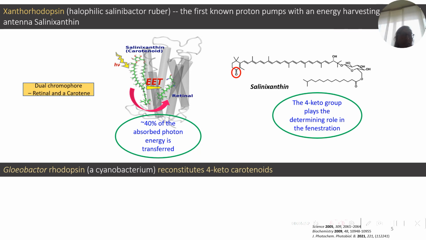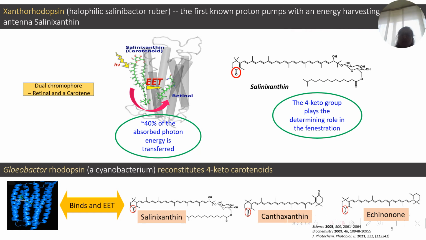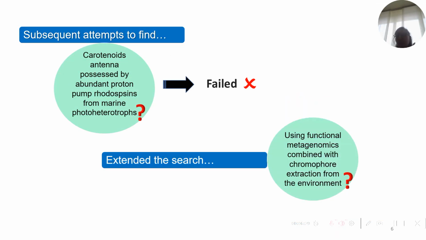Following the discovery of xanthorhodopsin, another rhodopsin was found, Gloeobacter rhodopsin, which has high sequence similarity with xanthorhodopsin. This was also found to bind salinixanthin, zeaxanthin, and echinenone, these three other carotenes. The interesting point here is that all these carotenes contain a keto group at the 4 position. So far it was known that only these 4-keto carotenes can bind rhodopsins and act as energy harvesting antennas. But after 15 years, we extended this search using functional metagenomics and chromophore extraction from the environment.